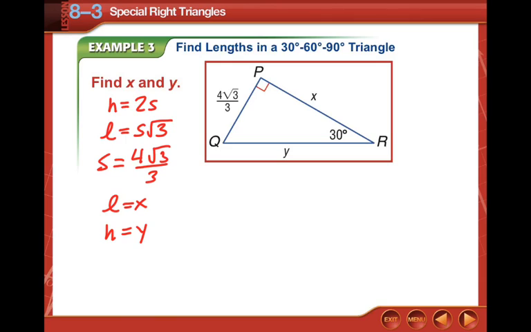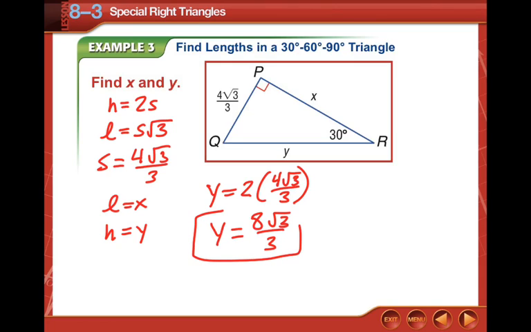So we plug everything in that we just wrote down. So for h equal to 2s, that becomes y is equal to 2 times 4 square root 3 over 3. So we can multiply the 2 and the 4 together. So y is equal to 8 square root 3 over 3. And there is absolutely nothing else we can do about that. That is our answer. That's what y is.